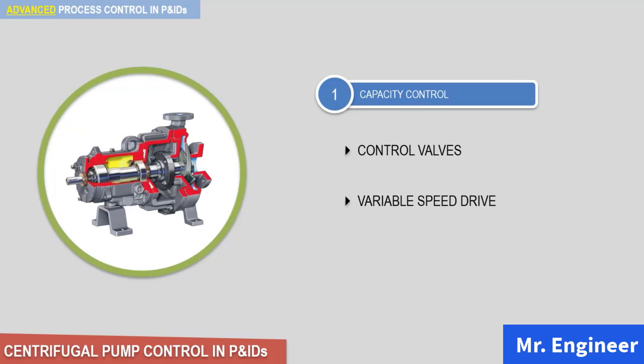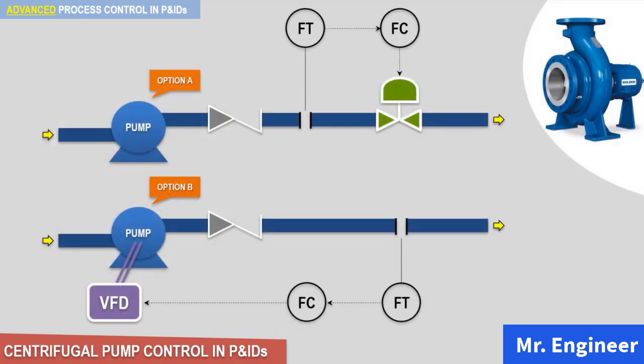Take a look at the following P&ID example. It shows the options we have for the control of a centrifugal pump. Option A shows capacity control using a control valve on a flow loop.